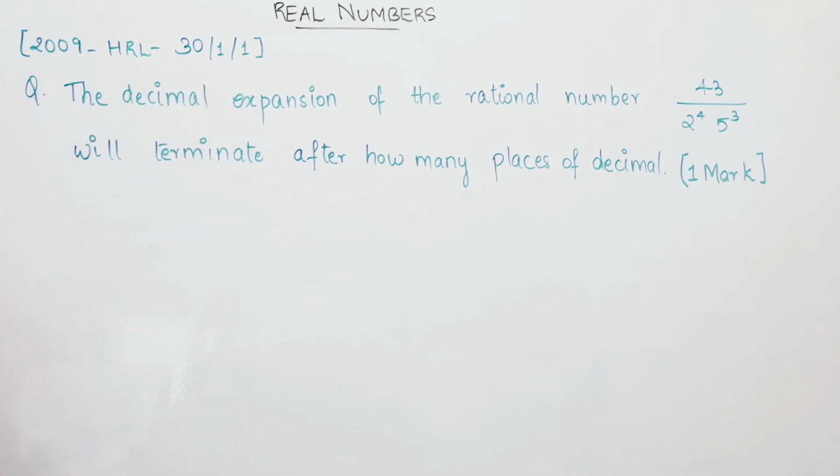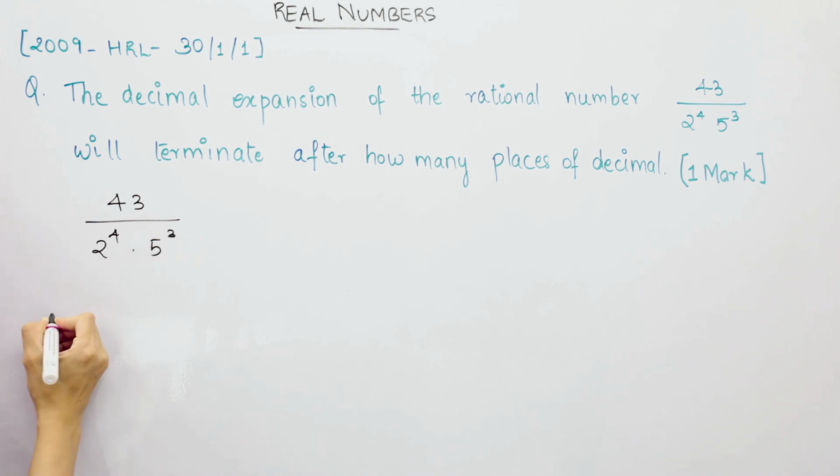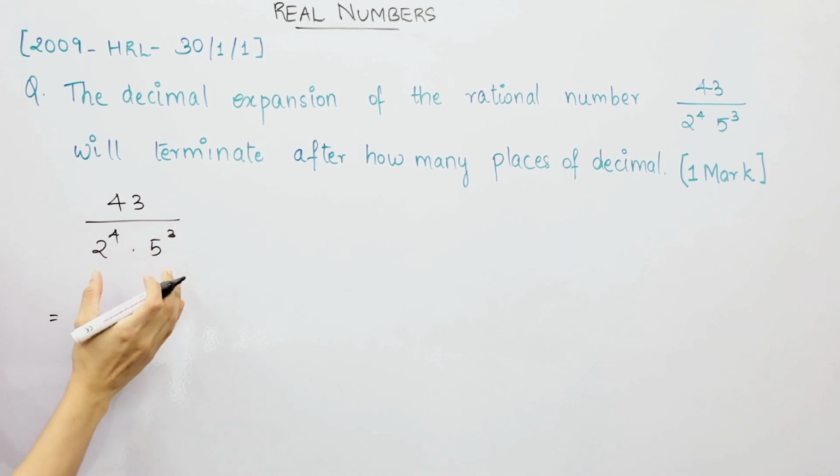The question is, the decimal expansion of the rational number 43 by 2 raised to 4 into 5 cube will terminate after how many places of decimal? It's a 1 mark question. So the number given to us is 43 by 2 raised to 4 into 5 cube. The rule is that a rational number, when expressed in p by q form, if the prime factorization of the denominator has only 2 and 5, then it has a terminating decimal representation. So this number will have a terminating decimal representation.